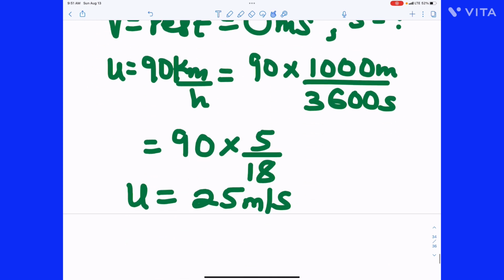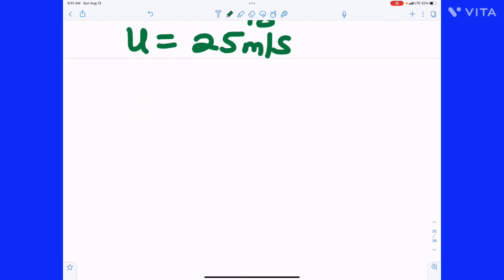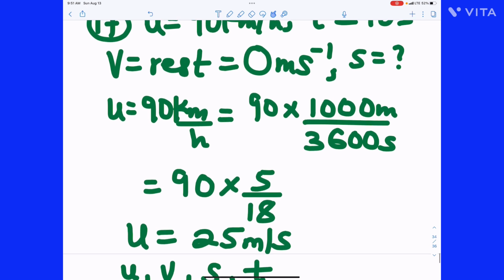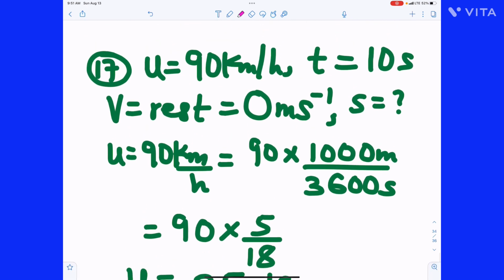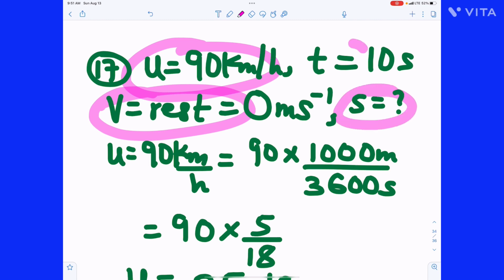All right, let's go. How do we get distance? In this question now, we have U, we have V, we have S, and we have T. So what formula connects U, V, S, and T? Those are the 4 parameters we have here now. We have initial velocity, we have final, we have distance, we have time. Although we are looking for distance, so it's still part of the story. How do we get the distance?